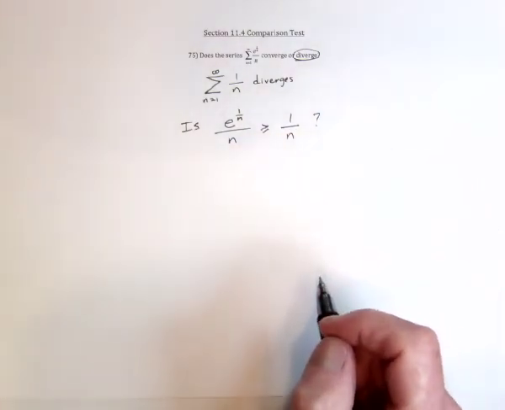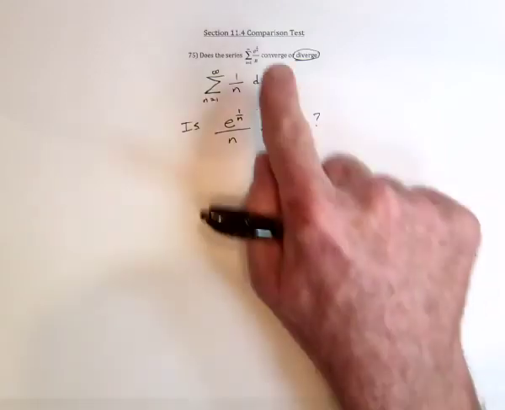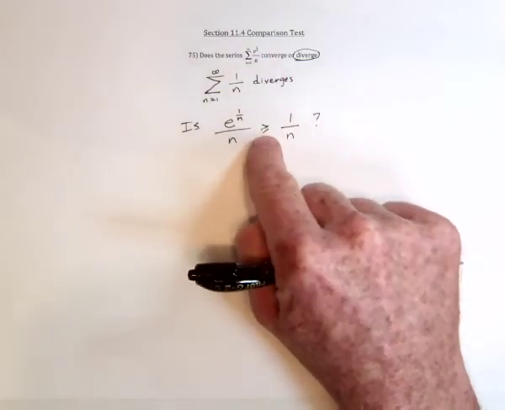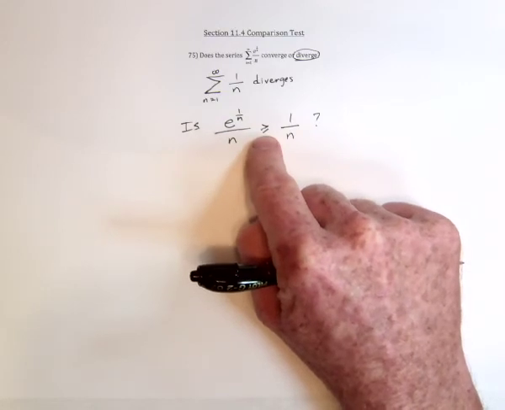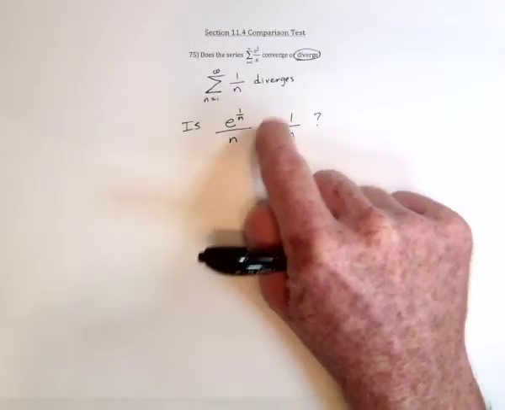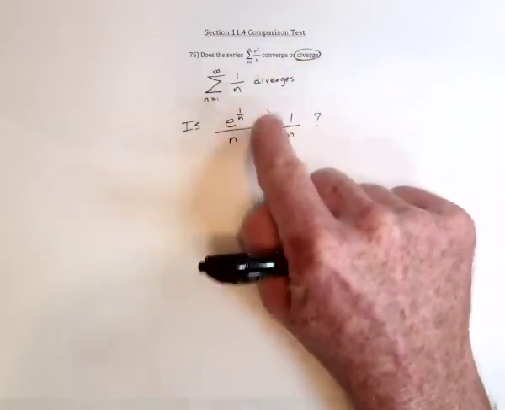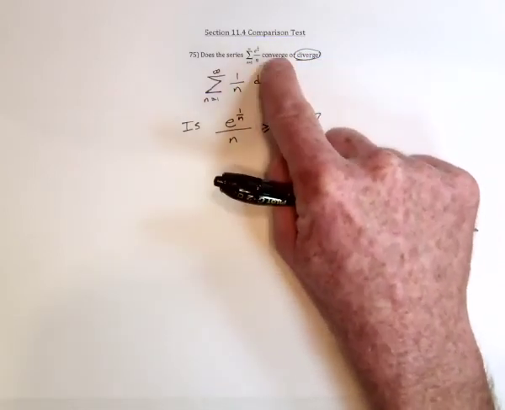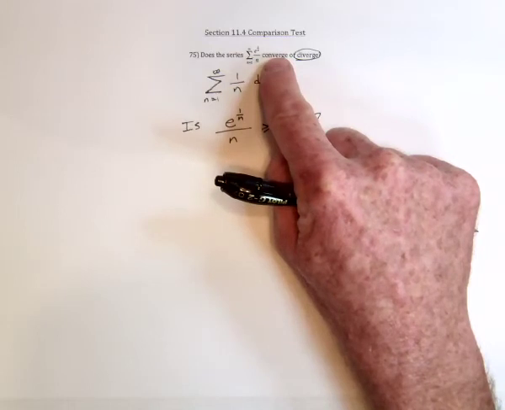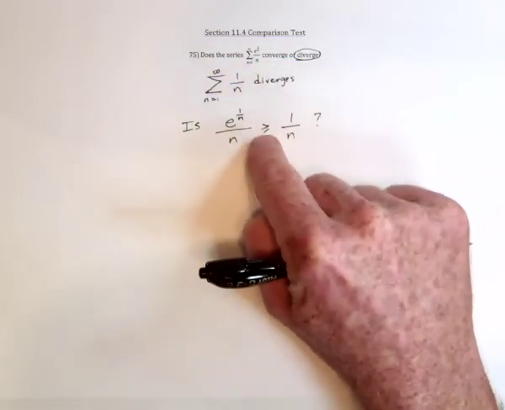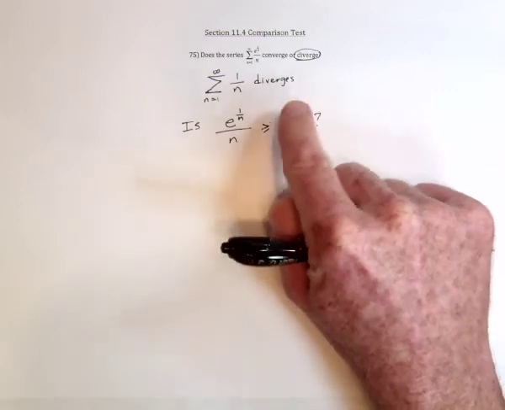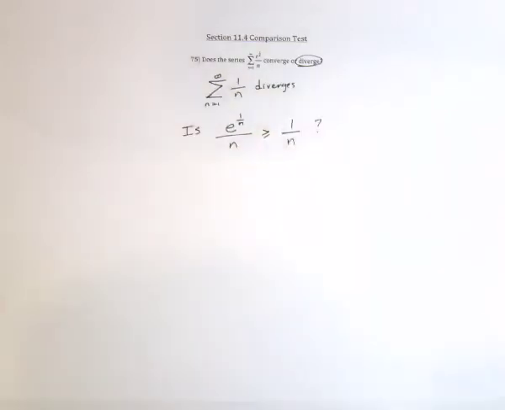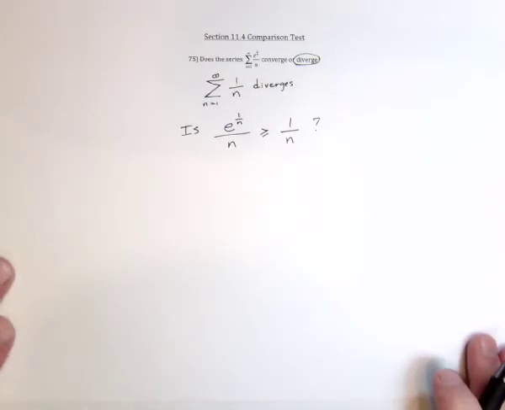By the way, if it was something you thought converges, then you would have to show that it's less than or equal to something you know converges. So when you're proving divergence, you show it's bigger than or equal to something that diverges. If it's convergence, you'll do the opposite. You'll show that it's less than or equal to something that you know converges. In here, I think it diverges, so let's do the algebra.